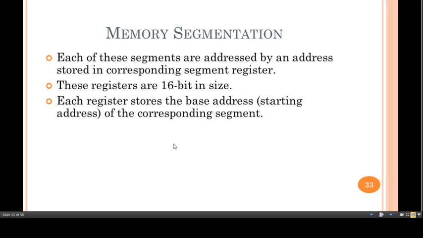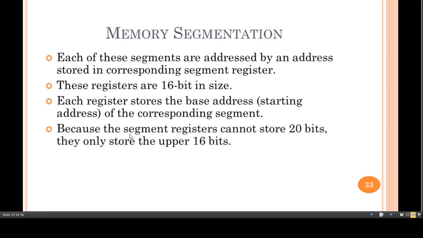Every segment has a starting address, and the starting address of every segment is stored in the segment registers. Now, these segment registers are 16 bits in size, and due to this they are not able to store 20 bits. That is why these segment registers are used to store only the upper 16 bits of the address, because the address of memory varies from 00000 to FFFFFH.